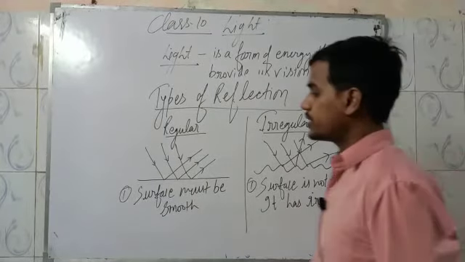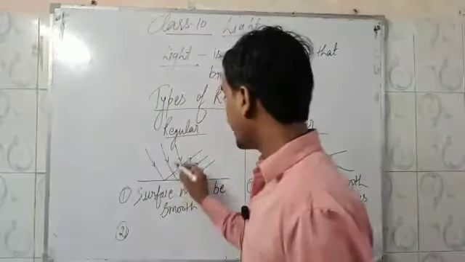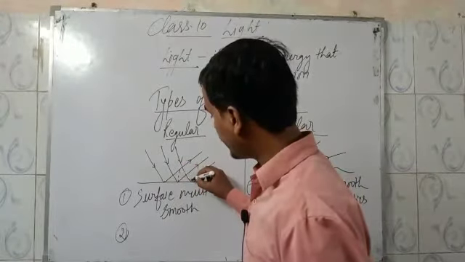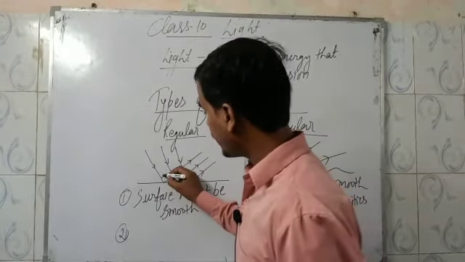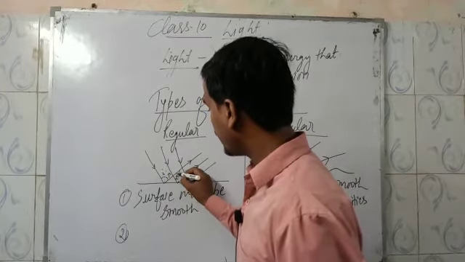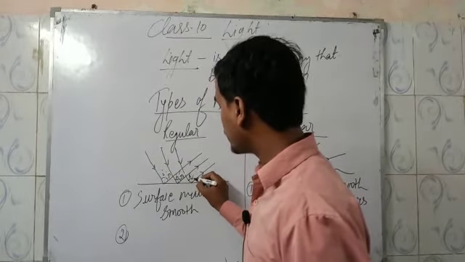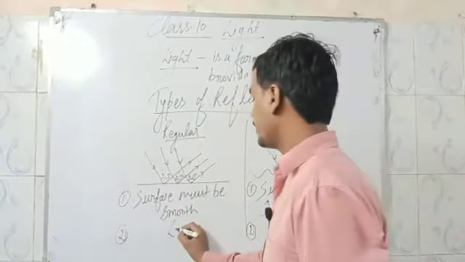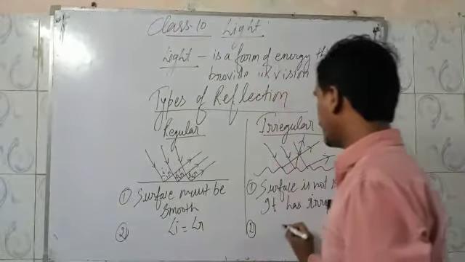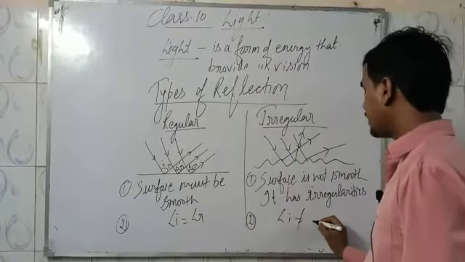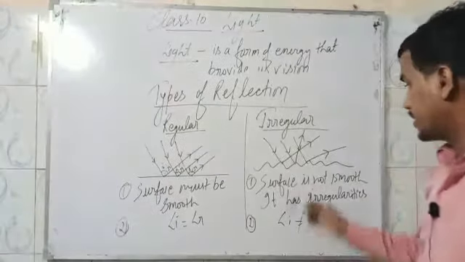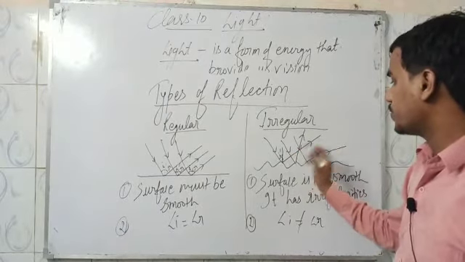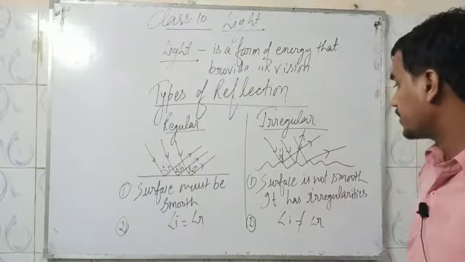Now the second point: in regular reflection angle i will always equal r. If we draw the normal at each and every point, then angle i is equal to r. Similarly, angle i equals r at every point. Now in irregular reflection it is not necessary that angle i equals r, because we can see here that angle i is not equal to r. In some cases angle i is greater, in some cases angle r is greater.